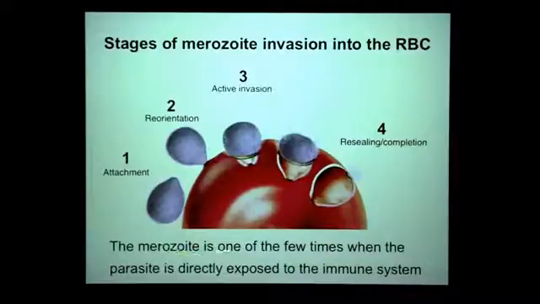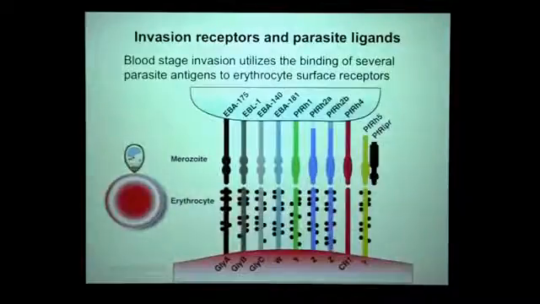And just to reiterate that point, this is one of those few stages in the life cycle where the parasite's actually exposed to the immune system. So a lot of these surface antigens are really immunogenic and the basis for a lot of vaccine work, which I'm going to talk about in a bit.